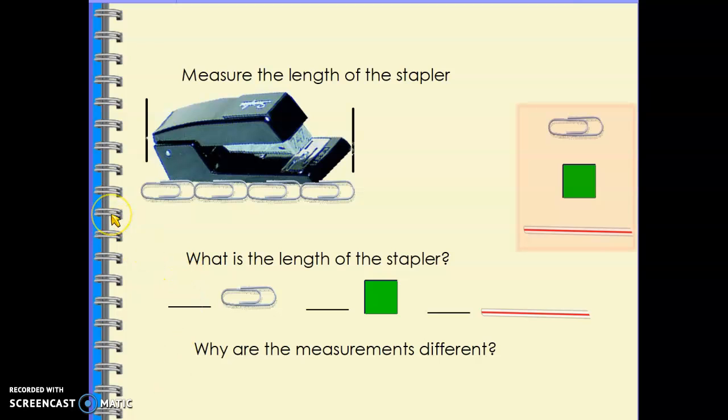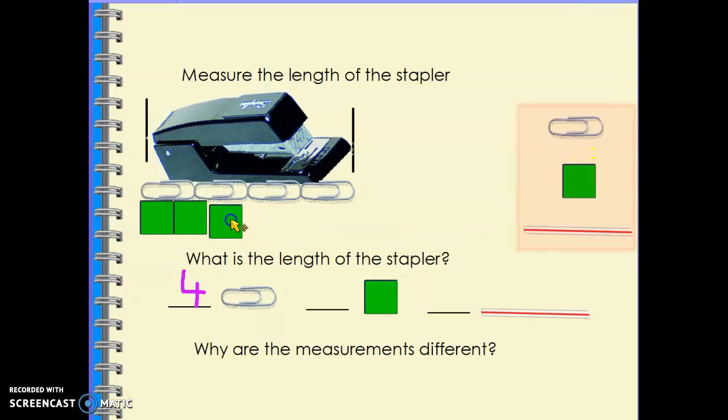Hi guys, let's review measurement. They want us to measure the length of the stapler using paper clips. Let's see. So the length of the stapler in paper clips would be 1, 2, 3, 4 paper clips. So what is the length? So let's write 4. Now what is the length of the stapler in the green squares?